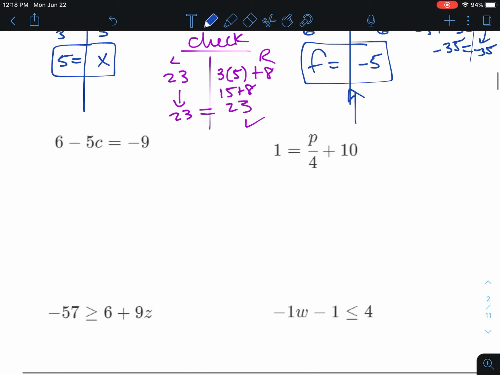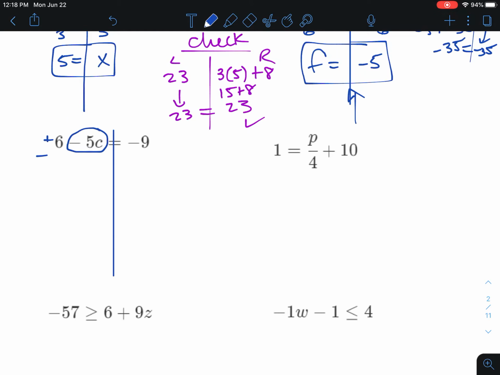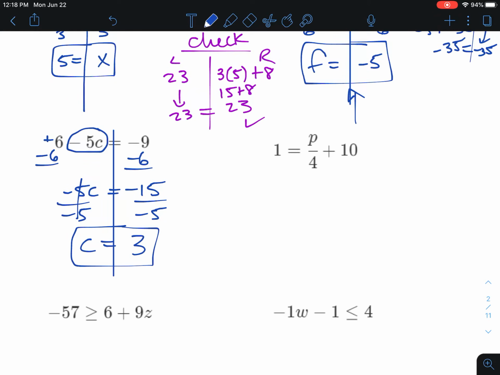Moving on down here, same idea for c. Circle the whole variable term, can't touch this. That 6 is positive, so we're going to subtract it. So we get negative 5c equaling negative 15. Divide both sides by negative 5. Don't forget that negative. That gives you just c, which is what we want, equaling 3. There's our answer.